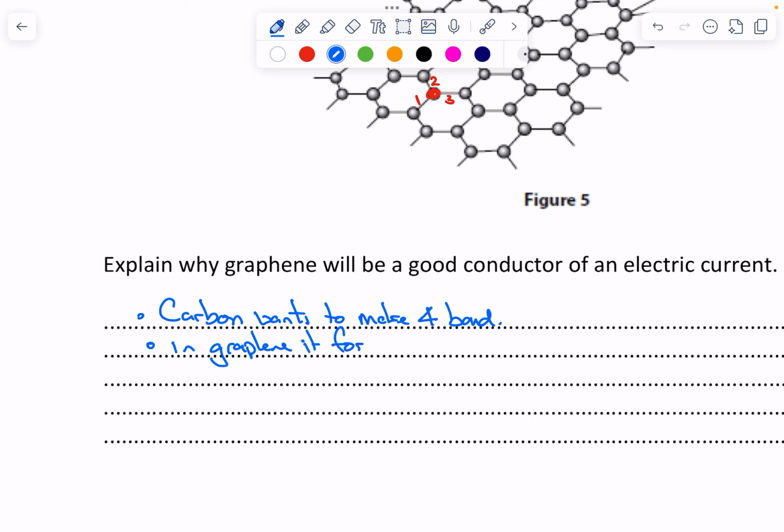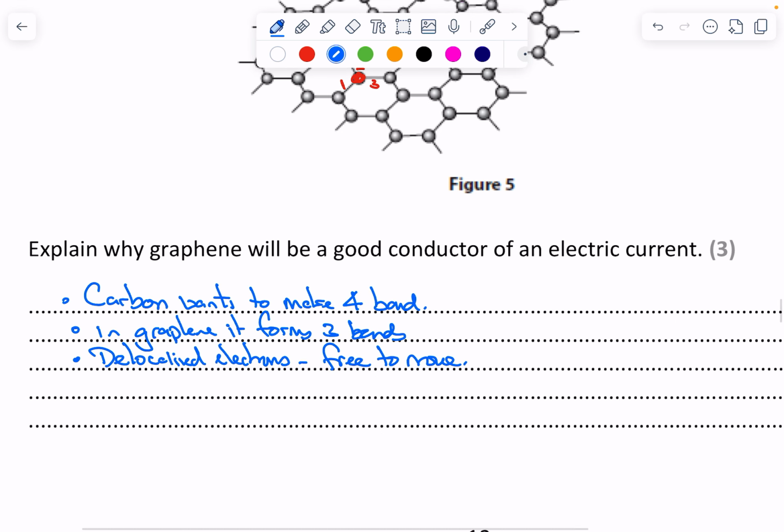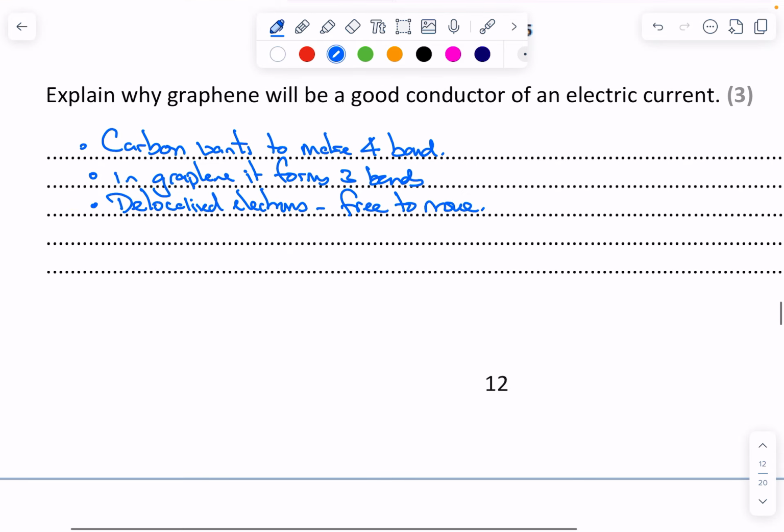it forms 3 bonds. So that means there are delocalized electrons, the electrons that are free, and that means they are free to move. There's 3 marks and 1 mark for each of the bullet points in there.